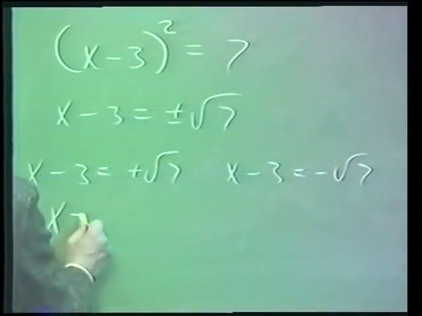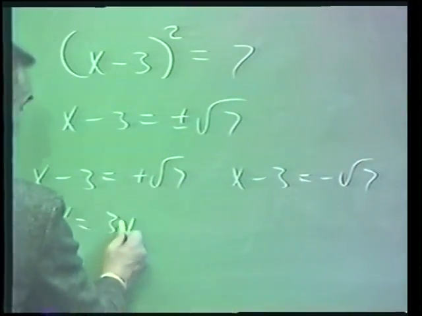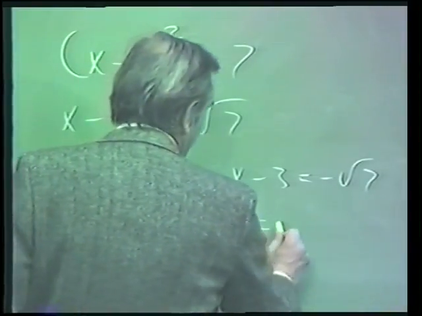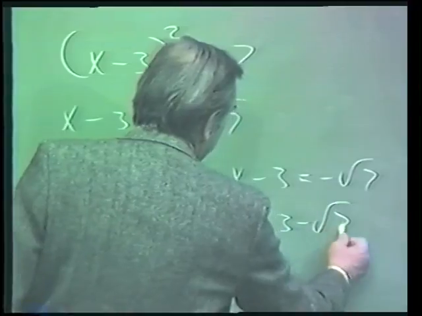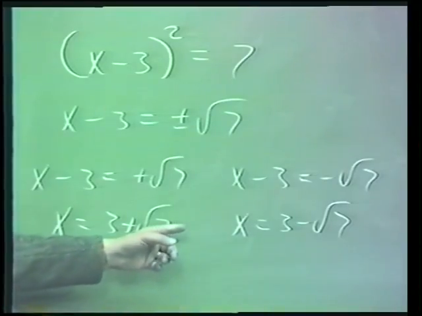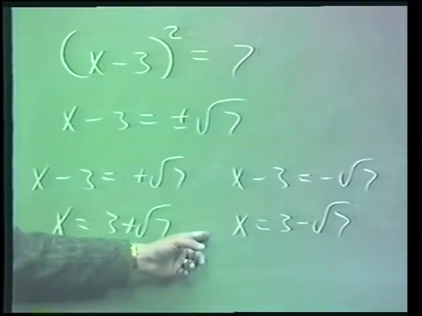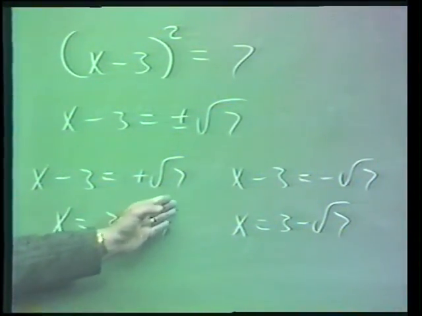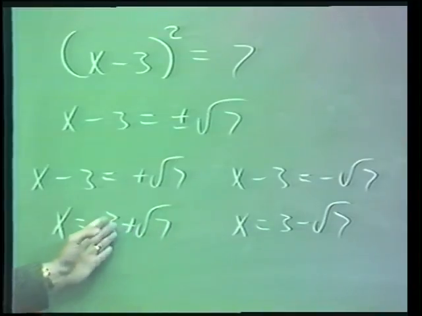We solve this. We get x equal, add 3 to both sides, 3 plus the square root of 7. Here, if we add 3 to both sides, we get 3 minus the square root of 7. And there's the solution set. And this is proper form. Now, I noticed that some of you had the square root of 7 plus 3, which is equally correct. But sometimes you get confused whether that 3 is under the radical or not. This way, there's no problem.